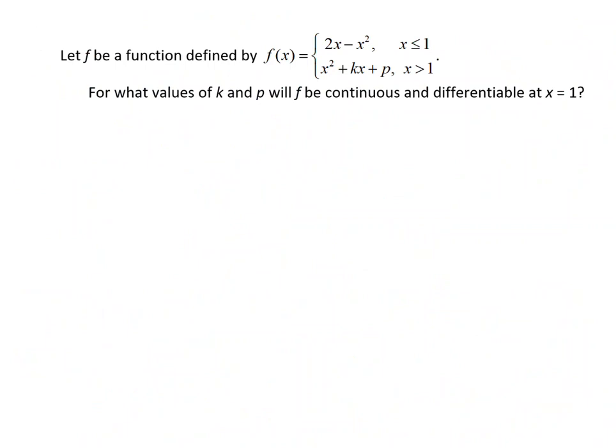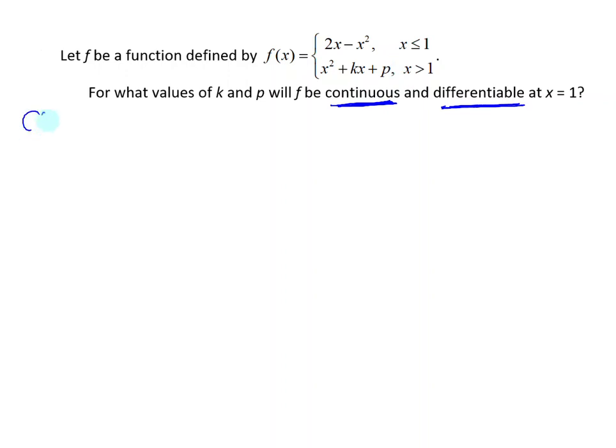Let's take a look at this example. Let f be a function defined by f of x equals 2x minus x squared for x less than or equal to 1, and x squared plus kx plus p for x greater than 1. For what values of k and p will f be continuous and differentiable at x equals 1? Now, of course, we don't really have to be asked continuous, because if we're asked if the function is differentiable, that means our function must also be continuous.